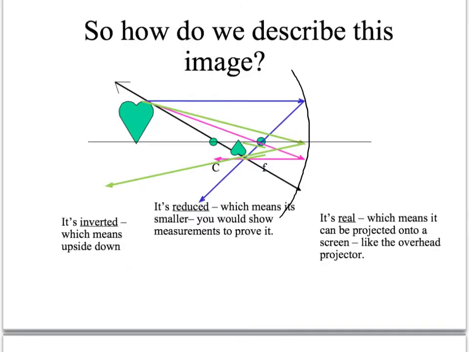So how would we describe this mirror image? It's inverted. You can see it's upside down. You know to draw it inverted because they met up below the principal axis.